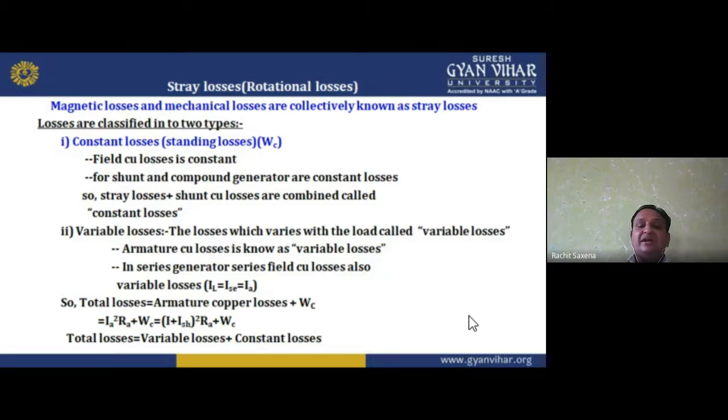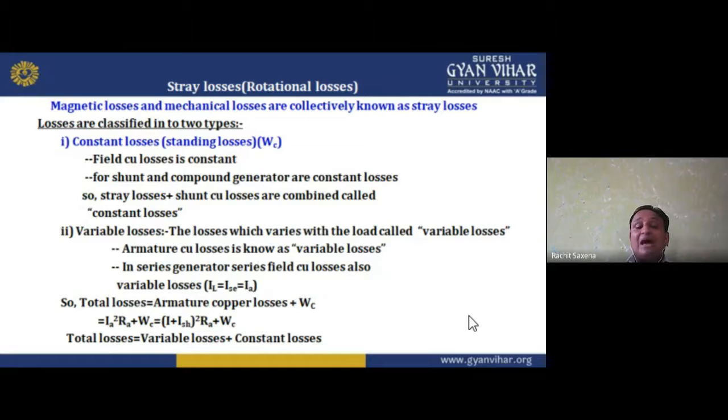Losses are classified into two types: constant losses, that is standing losses WC. Field copper loss is constant for shunt and compound generators. So stray losses plus shunt copper losses are combinedly called constant losses. You can say WC. Okay.